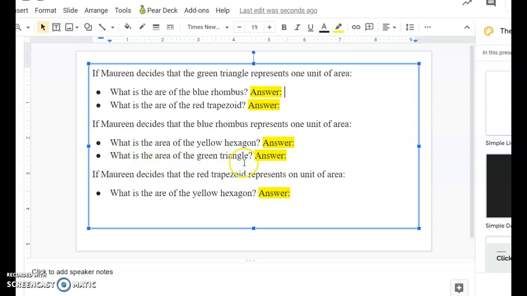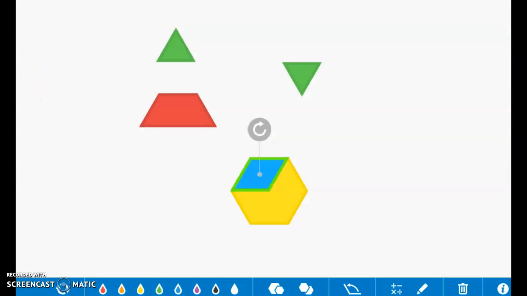What is the area of the green triangle? Again, the blue rhombus is 1 unit of area. So here's my green triangle. How many of these fit on there? You'll notice it's not a whole one. So it's going to be a fraction as an answer.